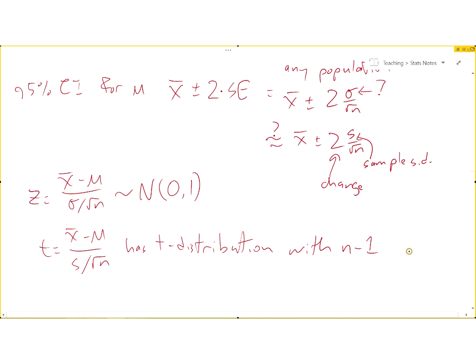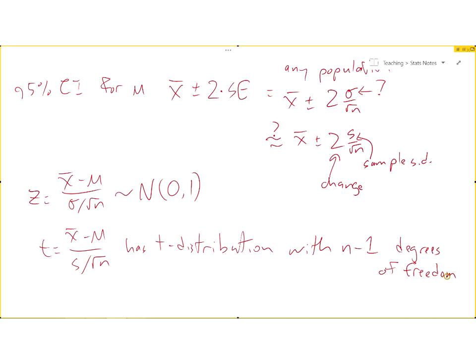With n minus 1 degrees of freedom. Now what is this thing, degrees of freedom? And why is it n minus 1 and not n? Well, it's a little bit complicated, but it goes back to the standard deviation formula way back in Module 2, using n minus 1 instead of n.